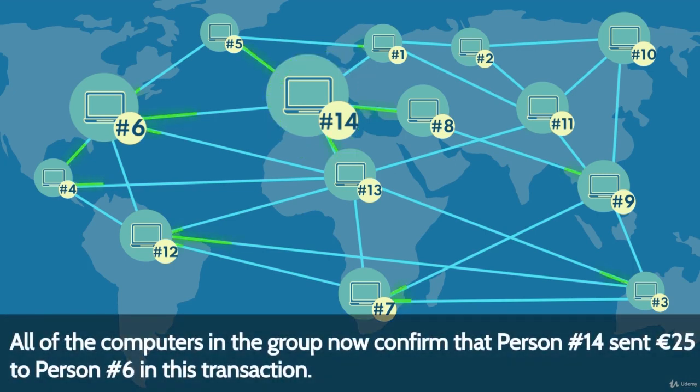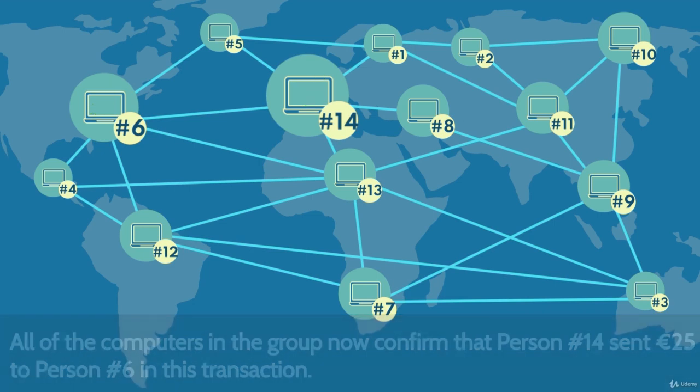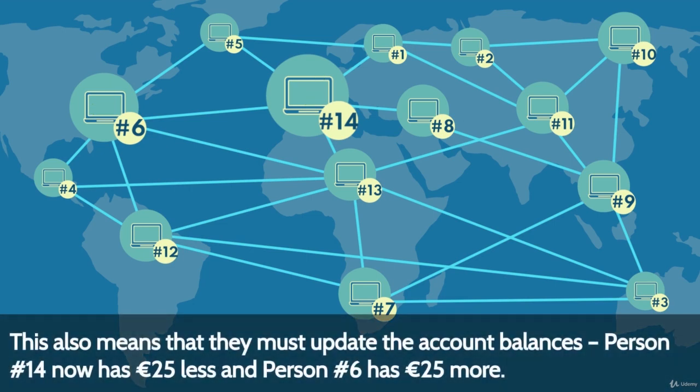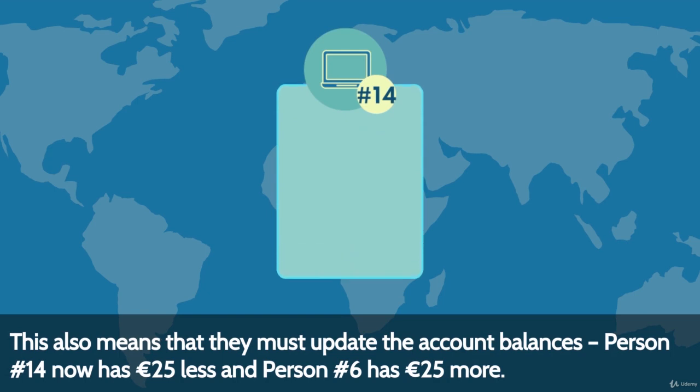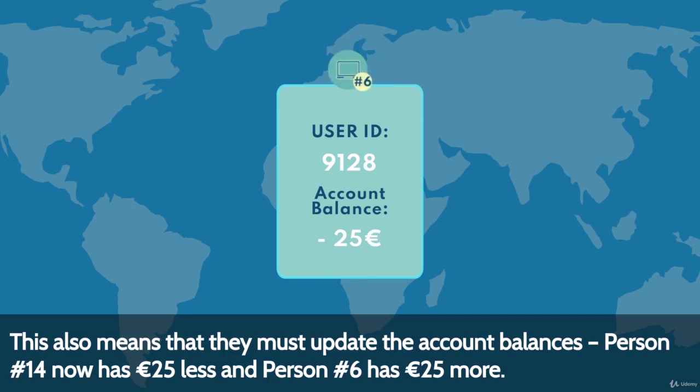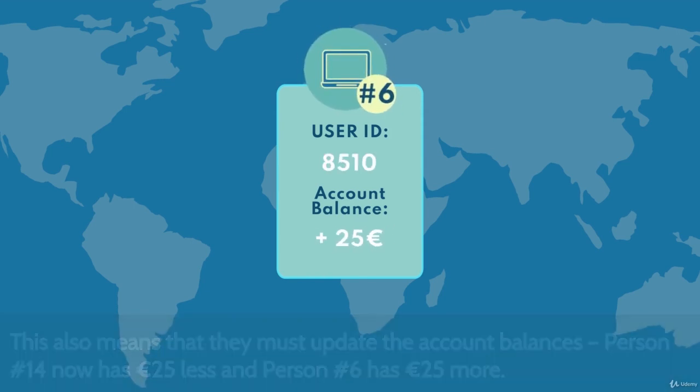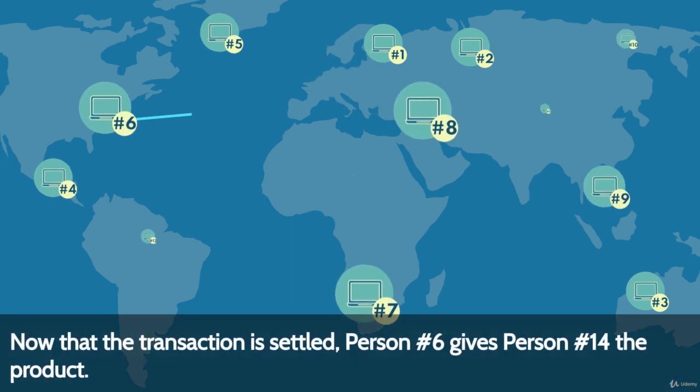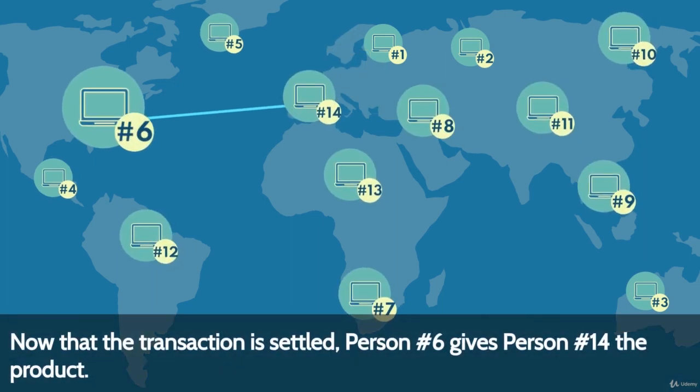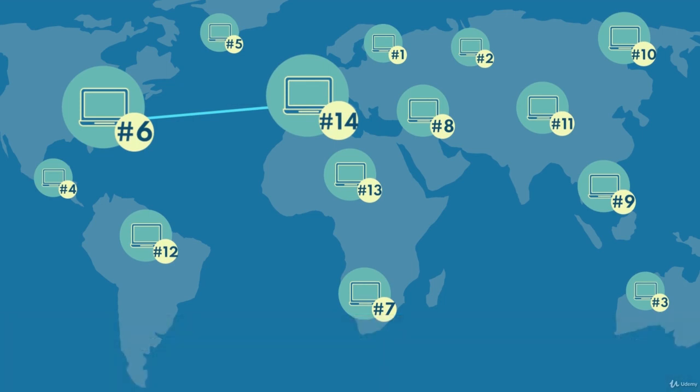All of the computers in the group now confirm that person 14 sent 25 euros to person 6 in this transaction. This also means that they must update the account balances. Person 14 now has 25 euros less, and person 6 has 25 euros more. Now that the transaction is settled, person 6 gives person 14 the product.